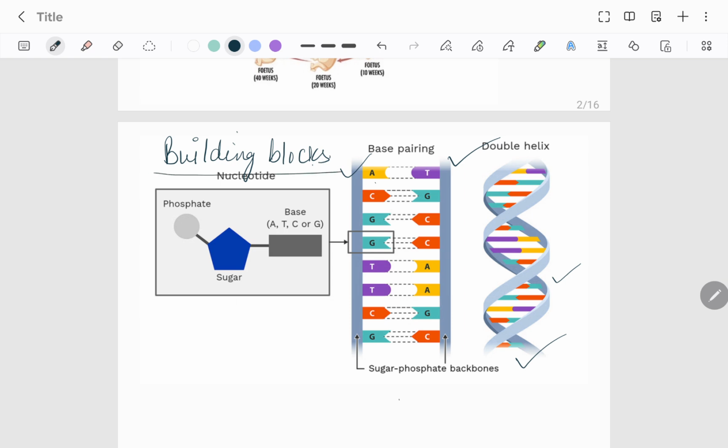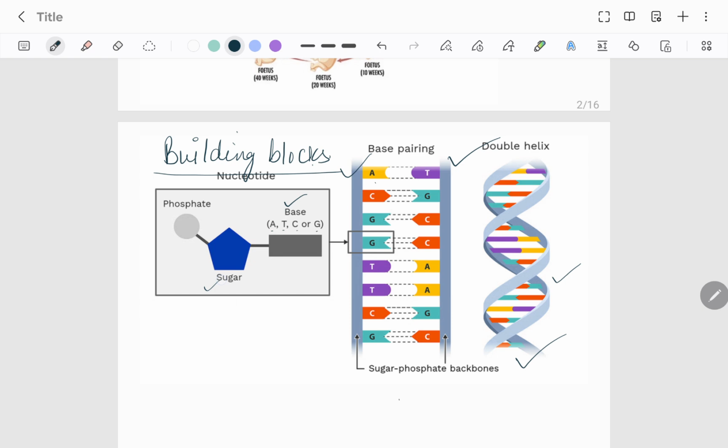Nucleotides. So what is a nucleotide? A nucleotide is made up of a nitrogenous, that is nitrogen containing base, which are of different types: adenine, thymine, cytosine, guanine. And if RNA is there, uracil will be there. But right now we are studying DNA.